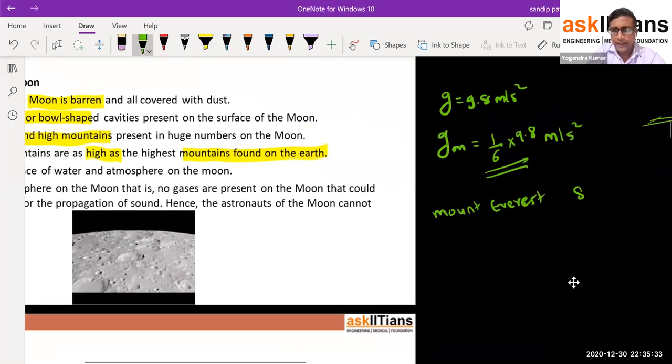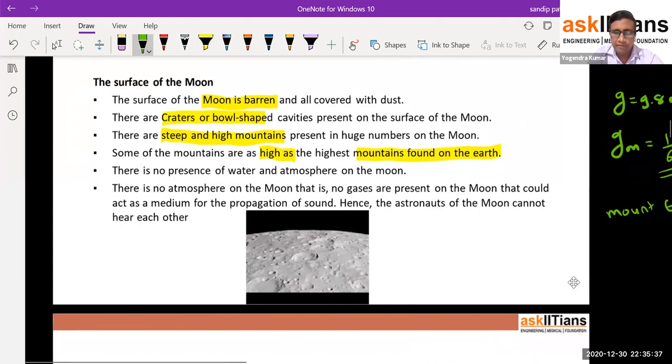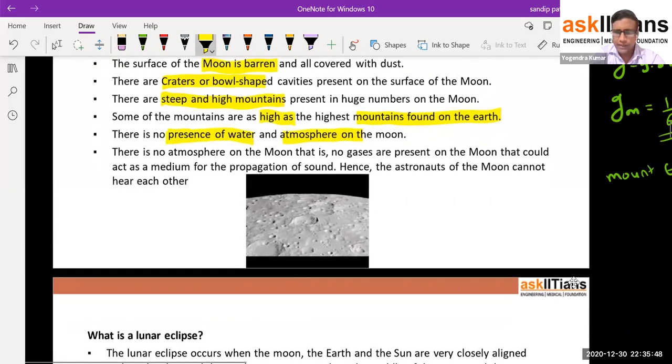It is 8.5 kilometers, very high, right? Similar mountains we can find on the moon too, right? Then there is no presence of water or atmosphere on the moon. No atmosphere means obviously there are no gases present. So remember, sound cannot propagate on the moon. Remember this part very clearly. Sound cannot propagate on the moon.